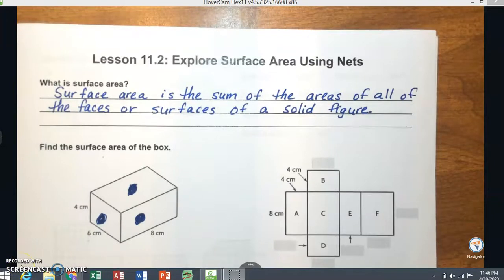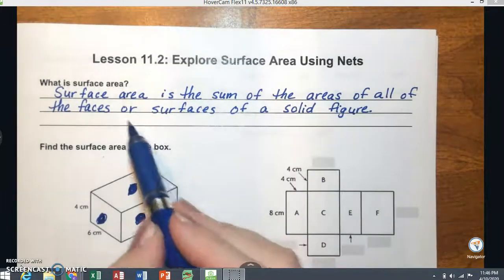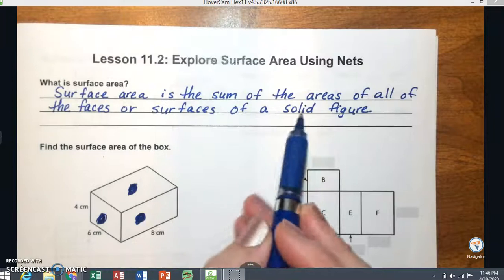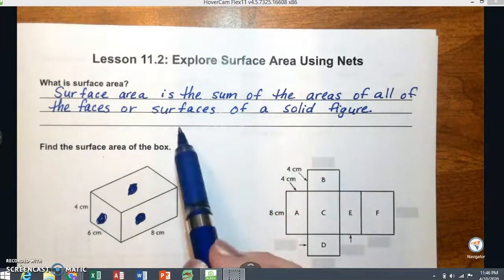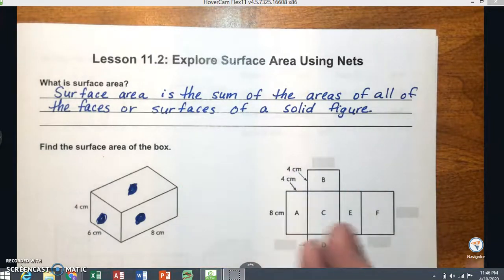In this lesson, we are going to find the surface area using nets. So this is lesson 11.2 for 6th grade Go Math. So first off, what is surface area? Surface area is the sum of the areas of all of the faces or surfaces of a solid figure.